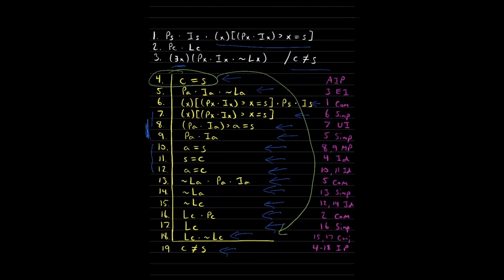That's what's happening with that horizontal line right here between lines 18 and 19. And we've shown that our initial assumption is false. If our initial assumption was that C is identical to S, then our conclusion is going to be that C is not identical to S, the identity sign with a slash mark through it. And that's going to follow from lines 4 through 18 by indirect proof.